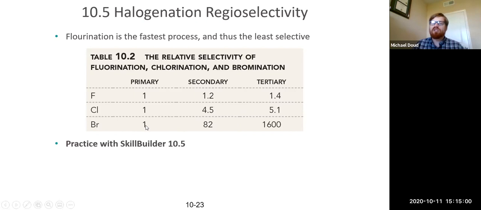But bromination is much more selective. You're going to get the tertiary selective above the secondary and above the primary. So it's much more useful, and we're going to be using bromination in this semester and next semester.